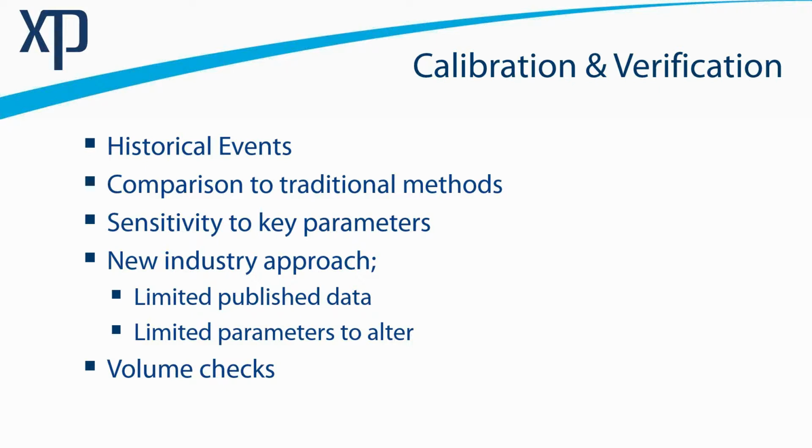Another fundamental one is, of course, your basic volume checks, and the XP2D will spit these out for you. The main thing is that you are getting convergence in your solution, and a poorly converging solution will occur if you're getting a high mass error. So the mass error is one of the key parameters to monitor.